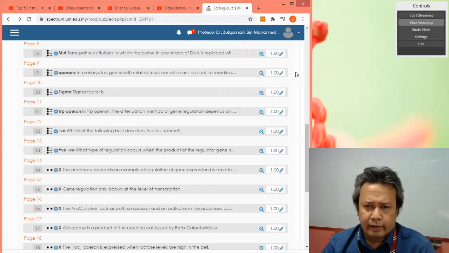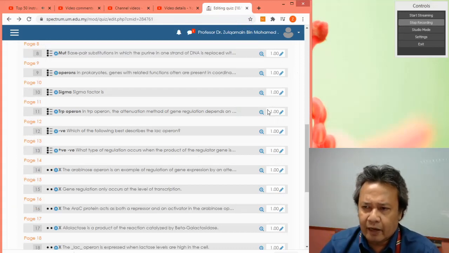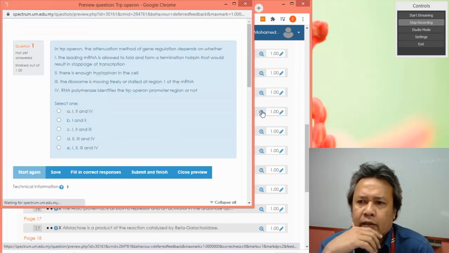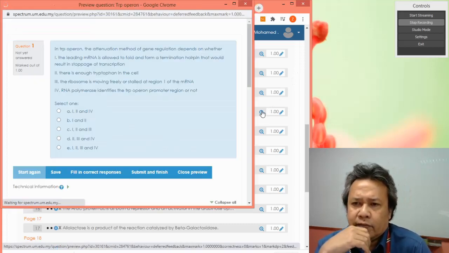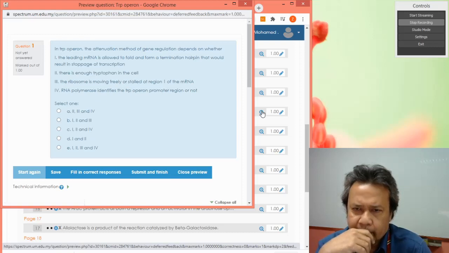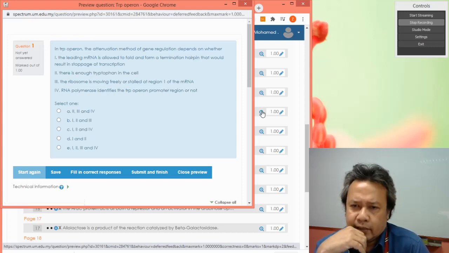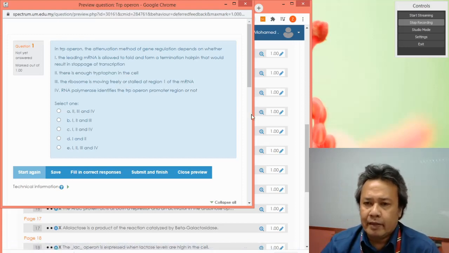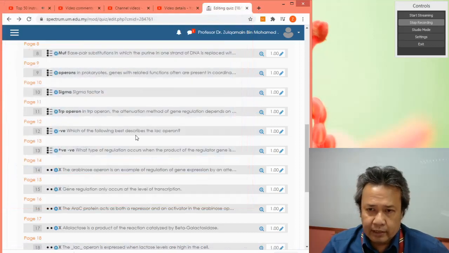Question number 11. The tryptophan operon. The method of gene regulation depends on whether the leader mRNA is allowed to fold. Correct. There is enough tryptophan in the cell. Correct. The ribosome is moving freely. Correct. RNA polymerase identifies the trp operon promoter region. No, that's not. So the answer is 1, 2, and 3, B.